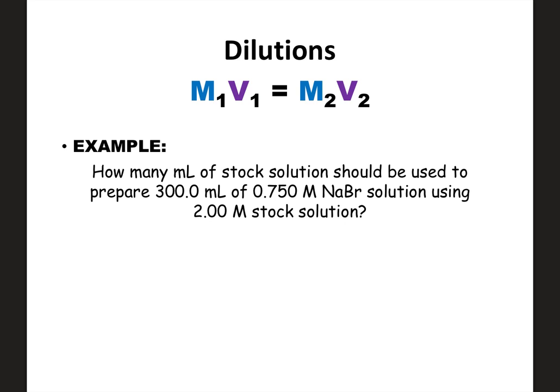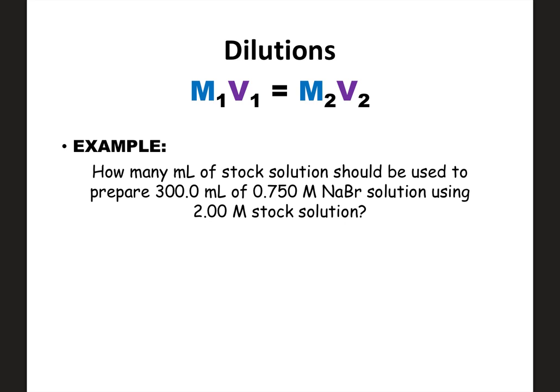We can try an example here of one of these dilution problems. It says how many milliliters of stock solution should be used to prepare 300 milliliters of 0.750 molar NaBr solution using 2.00 molar stock solution. Okay, so I can see in this problem I have multiple molarities. I'm given a volume. I'm asked to find a volume. They're talking about stock solution.